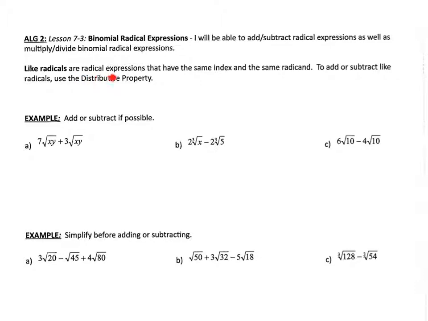Like radicals have the same index, so the same cube root, square root, or fourth root, and the same radicand. So the same thing underneath the radical sign. So add or subtract if possible. We can add these two together because they both have root xy. So this is 10 root xy.